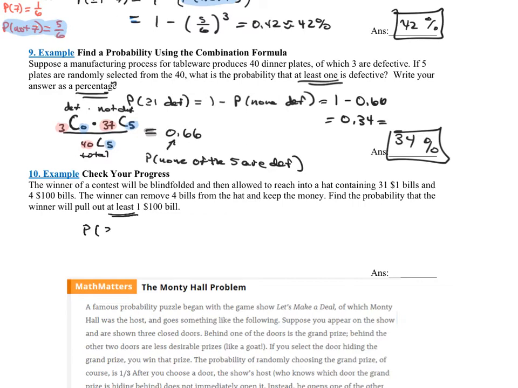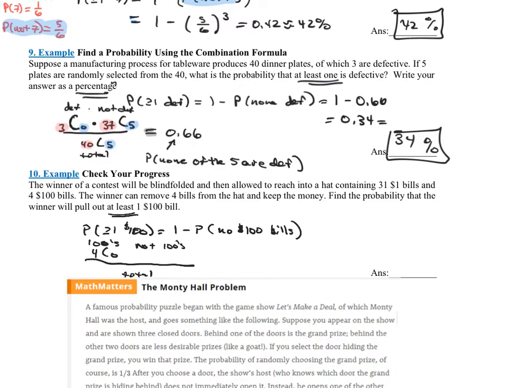So we know to find the probability of at least one $100 bill, we're going to do 1 minus the probability of there being no $100 bills. So since we're removing all 4 of these at once, let's think about what we have here. Let's think about not hundreds, and then how many hundreds we have, and then the total. Okay? So of the hundreds, it says that there's 4 $100 bills. So of the 4 $100 bills, again, order doesn't matter. We just pick the money.